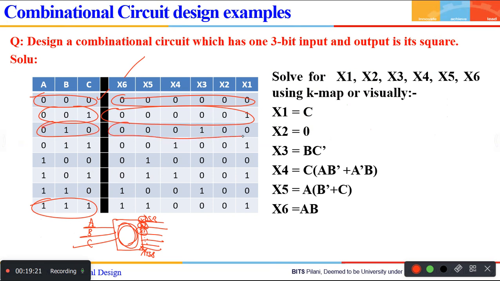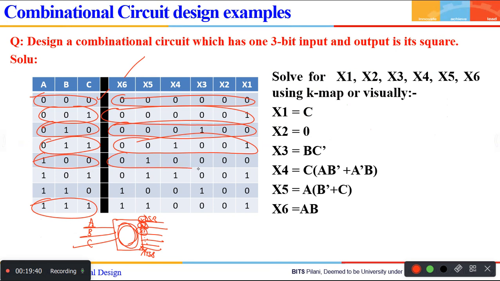0, 0, 0, 0, 1, 0, 0. Yes or no? That is 4, right? Okay. What is the square of 3? See, 0, 0, 1, 0, 0, 1. What is this? The binary equivalent of 9. 1, 0, 0.